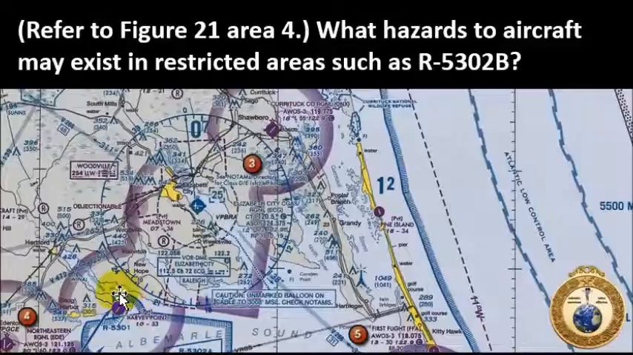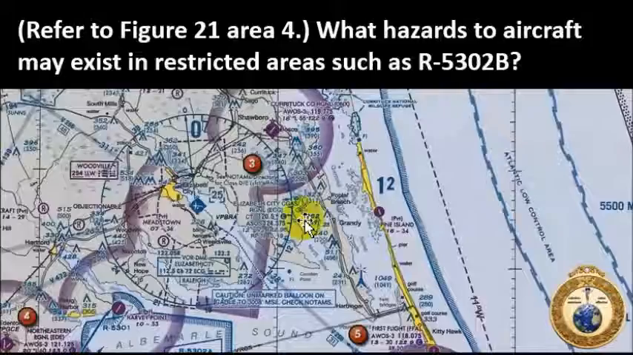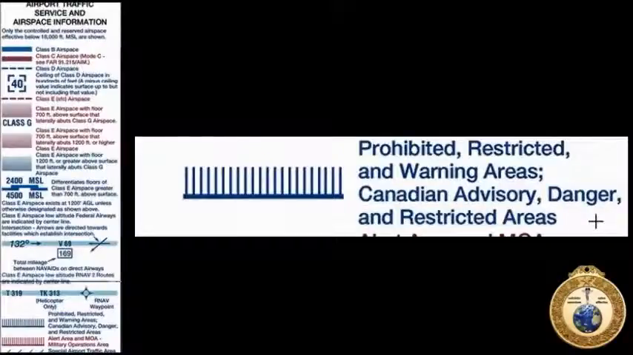Alright, so how do we know that's a restricted area? Another thing that we can do is consult our sectional chart, and we go to the section that talks about airport traffic service and airspace information. So, airspace information. We would come down here, and what I've done is I've blown this little section up because that deals with the type of airspace that we're dealing with, the blue areas with the tick marks on the inside.